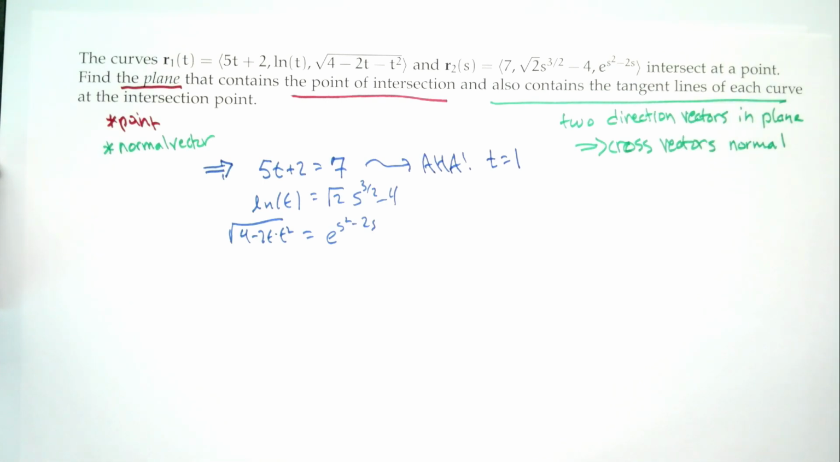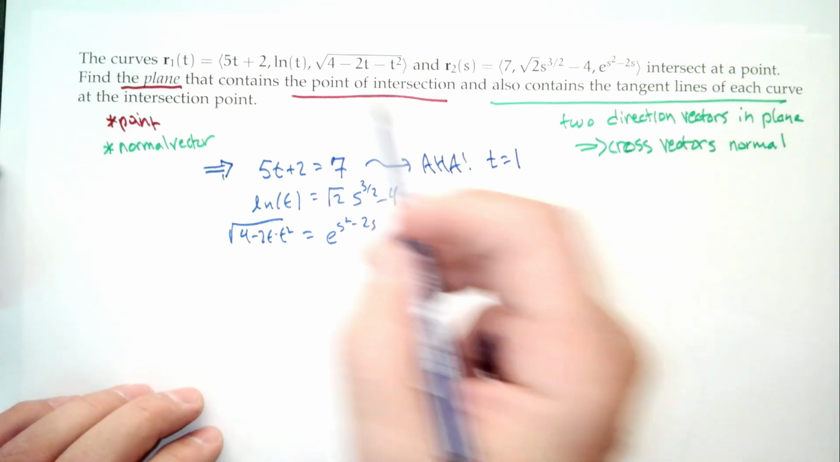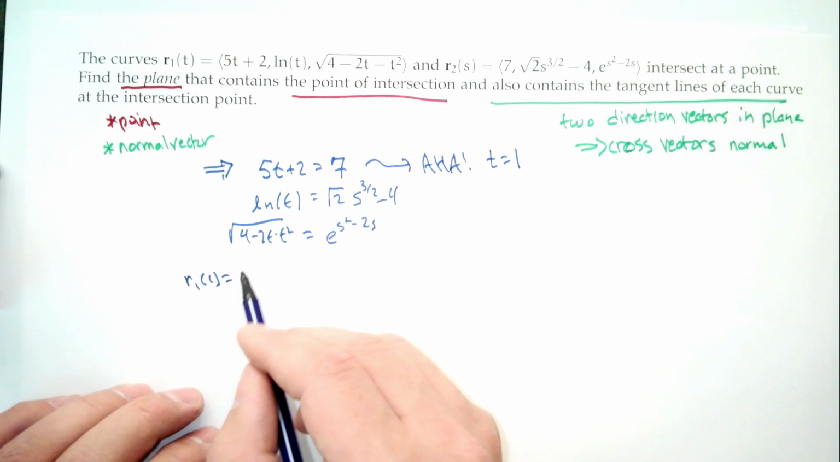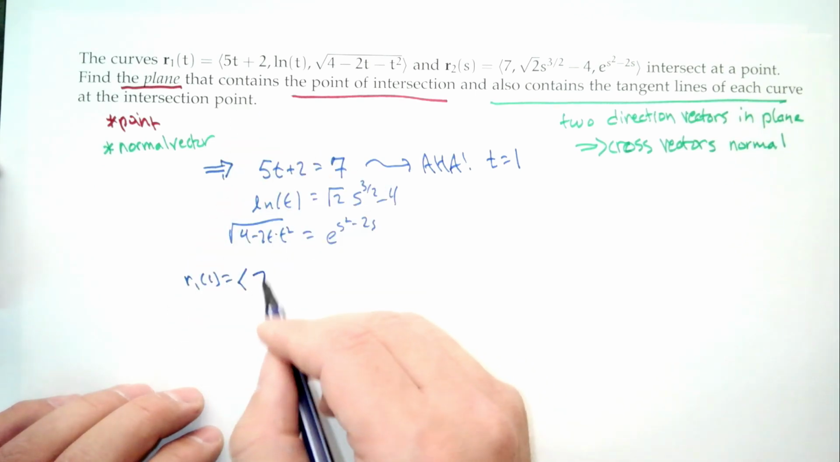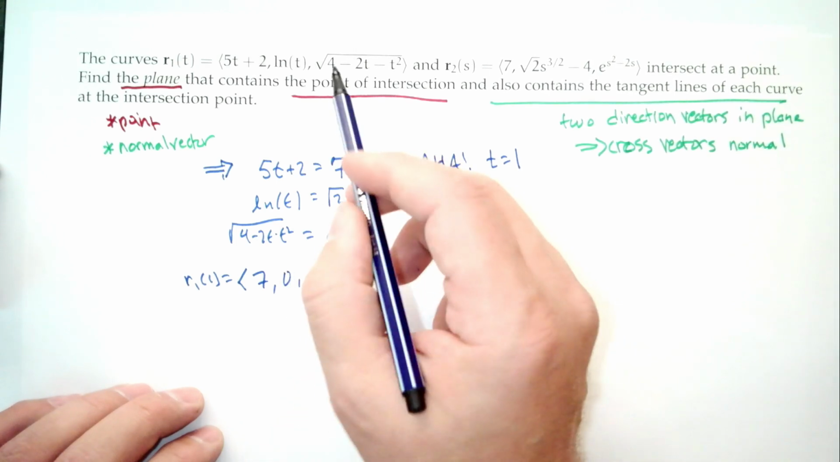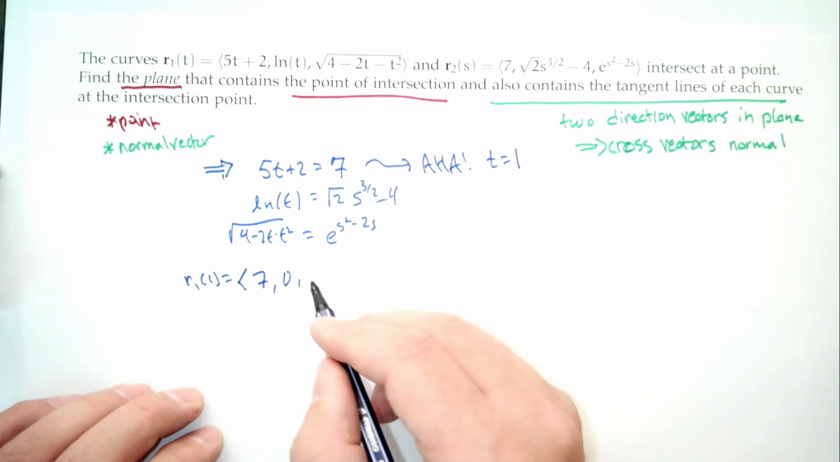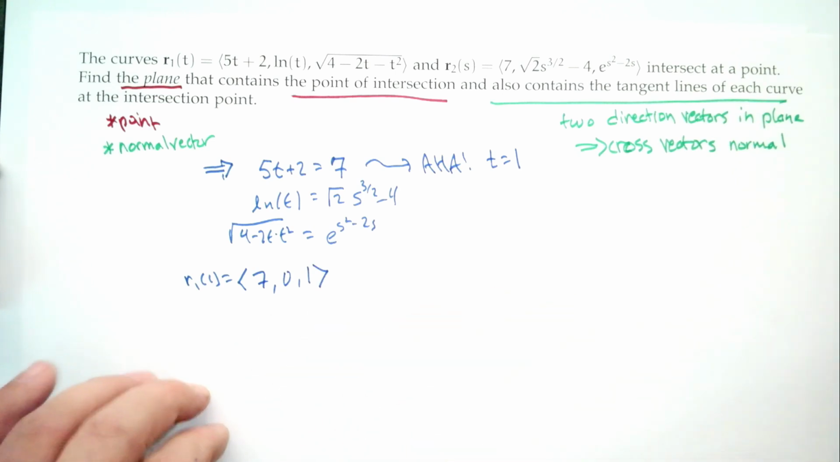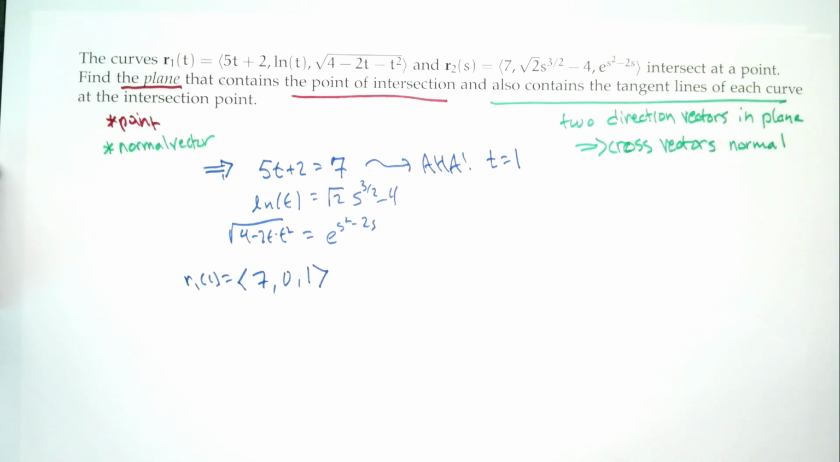Which means I can plug in t equals 1, and I get r1 of 1. That would be 7, comma 0, comma square root of 4 minus 2 minus 1, which is the square root of 1, which is 1. So that should be the point of intersection. Now, I haven't yet proven that that is the point of intersection, but if there is a point of intersection, that's it. To prove it, what do I really need to check?